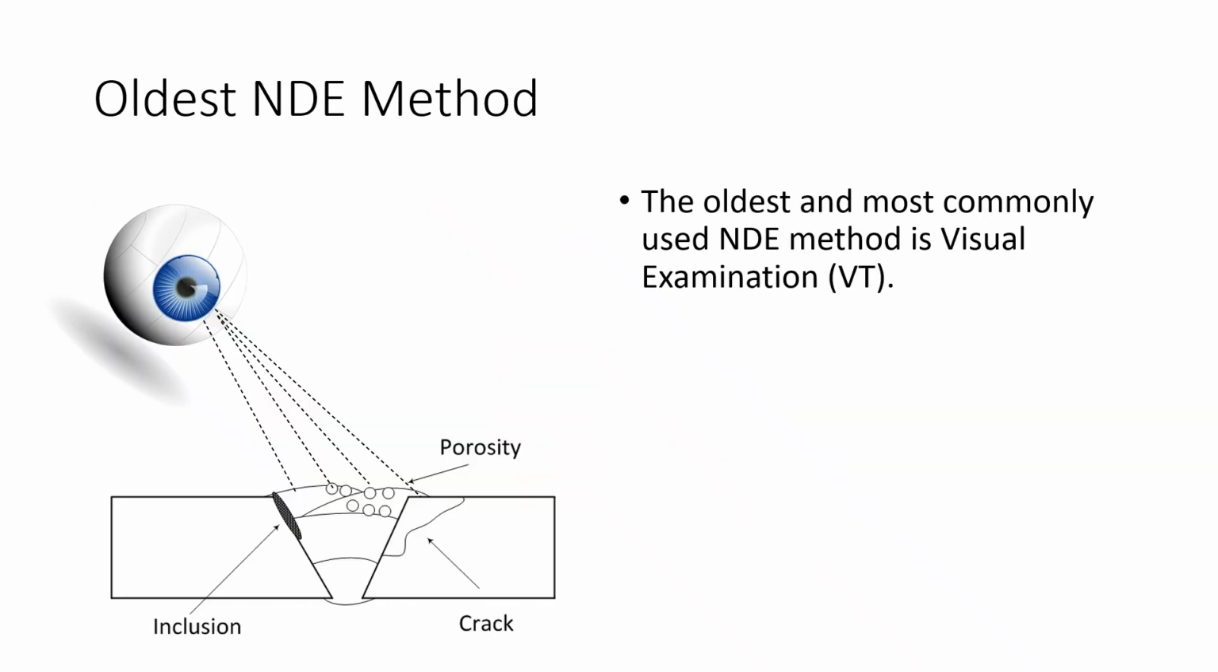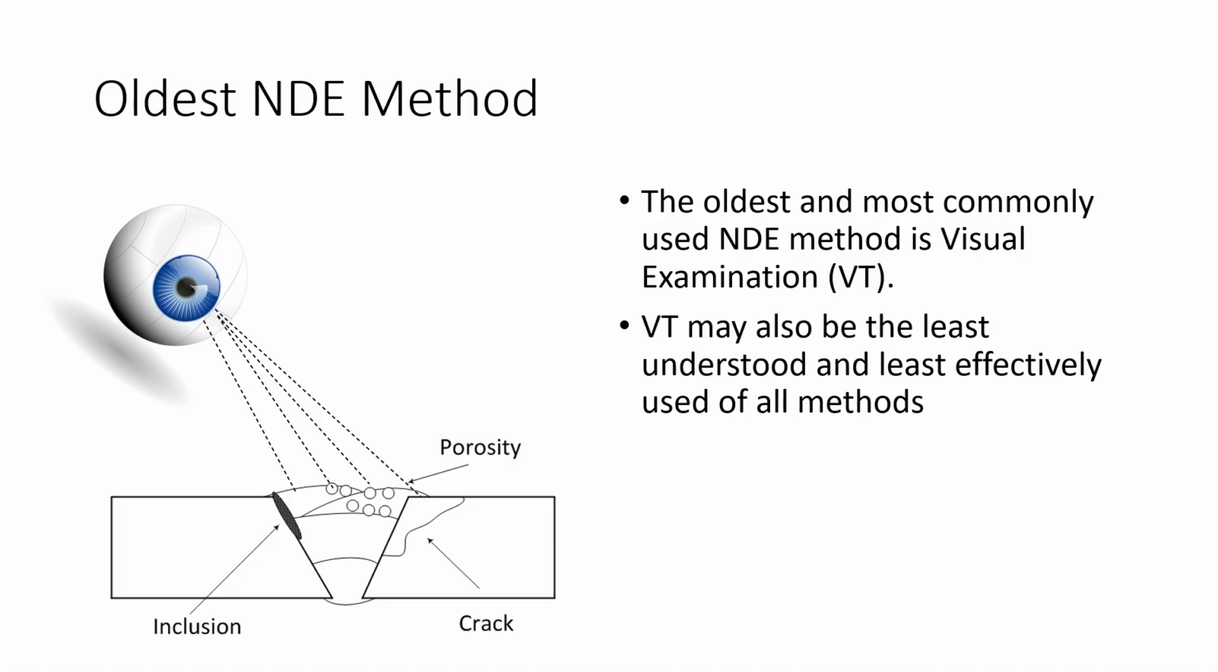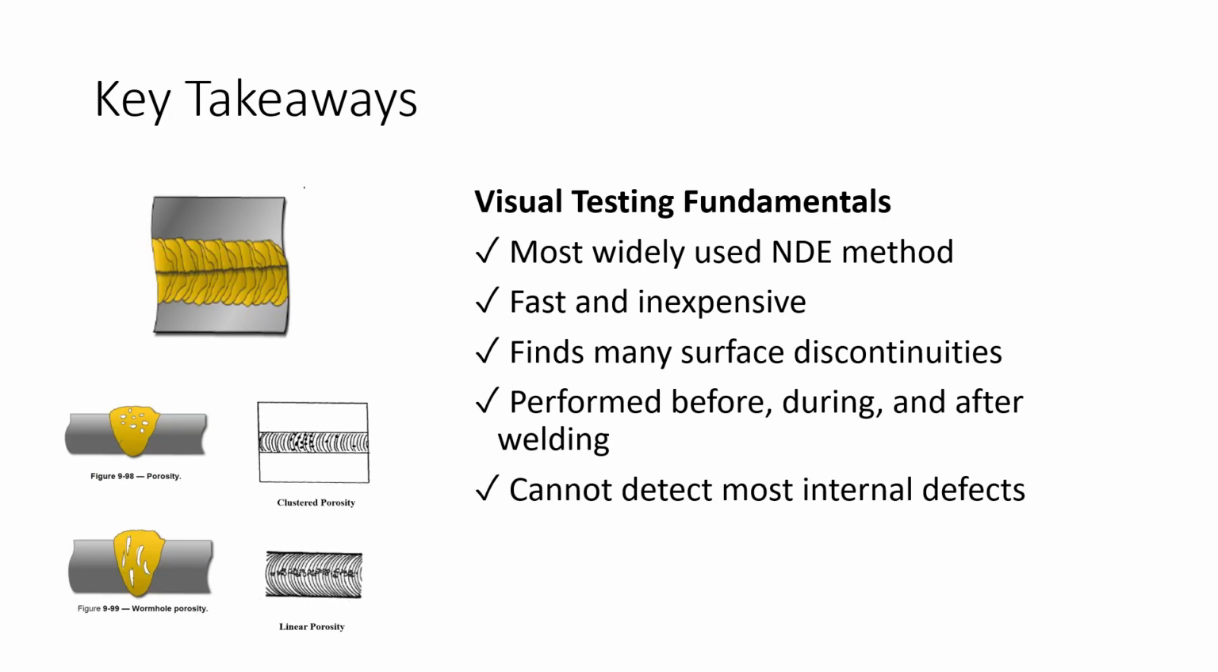It's the oldest NDE method, and it's the most commonly used, also called visual testing. But it could be one of the least understood, and it might not be the most effectively used of all methods just because I think we take it for granted. So our key takeaways: most widely used, fast and inexpensive. We can find a lot of surface discontinuities, and we perform it before, during, and after welding. And it can't detect internal defects and discontinuities unless it's open to the surface.